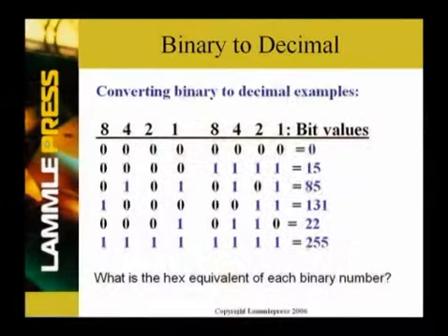Now, we need to also take binary numbers and convert them to hexadecimal. Let's take a look at how we can do that. So taking a look at our binary to decimal examples, what is the hex equivalent of each of these binary numbers? Now, these are the same numbers that we converted to decimal from binary on the last screen. So in this case, notice that I broke up this byte into what's called nibbles. A nibble is 4 bits long, not 8 bits long like a byte. So we'll take a byte and break it up into 2 nibbles.